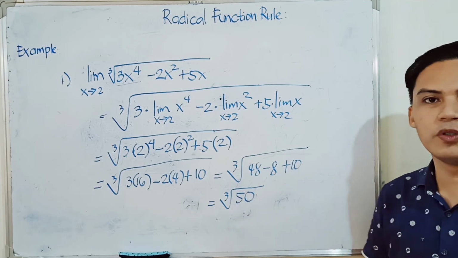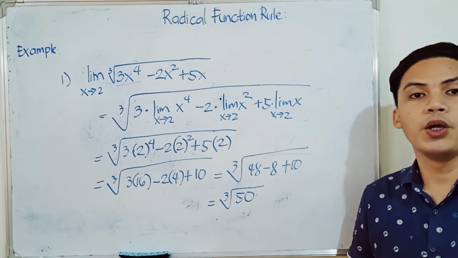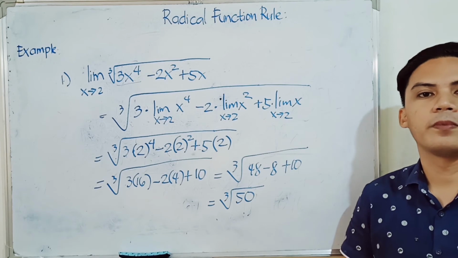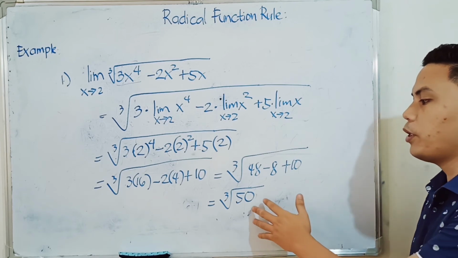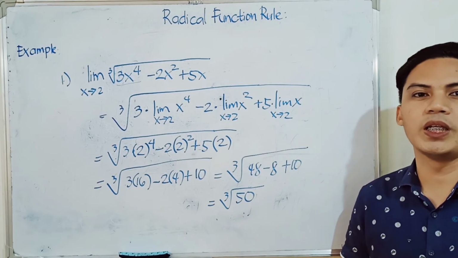So ano yung cube root ni 50? Can we think of two numbers in which yung first number is a perfect cube? Okay, wala na. So this would be our final answer. So the final answer is the cube root of 50.